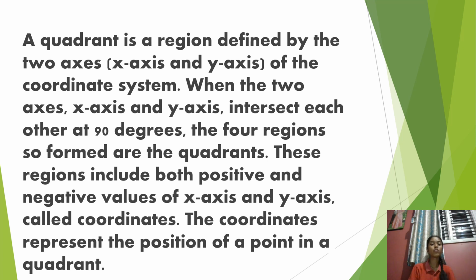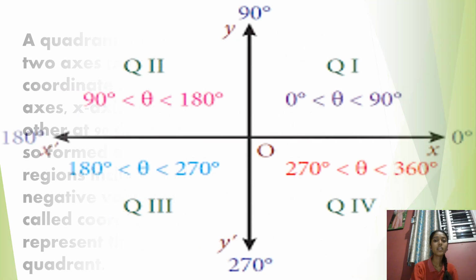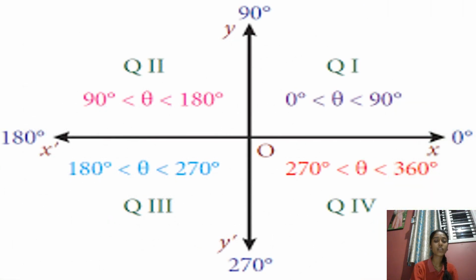These regions include both positive and negative values of the x-axis and y-axis, called coordinates. The coordinates represent the position of a point in a quadrant. Here is the representation of the quadrant. This is a very easy representation and it is very easy to understand. So I have taken this image. So here is the quadrant system.